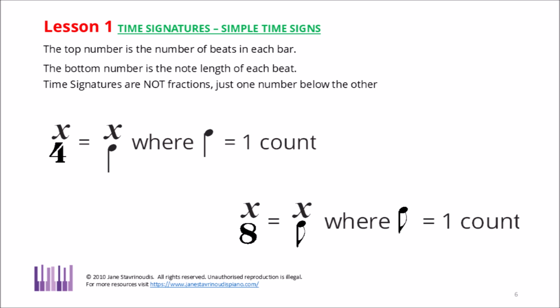If there is a 4 on the bottom, then each beat will be a quarter note or a crotchet. If there is an 8 on the bottom, then each beat will be an eighth note or a quaver. We will start with simple time signatures. These mean that each beat can be divided in 2 and what note will represent it. The most common time signatures that most musicians are used to looking at are 2/4, 3/4 and 4/4 time. The bottom number 4 tells you that each beat is worth 1 crotchet or quarter note.